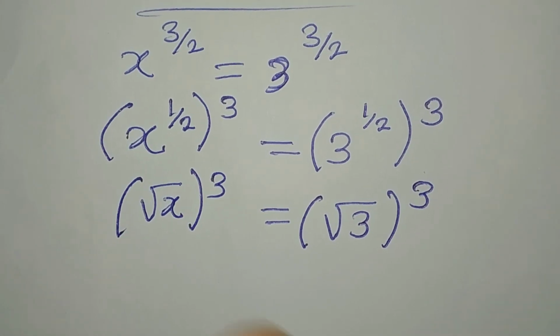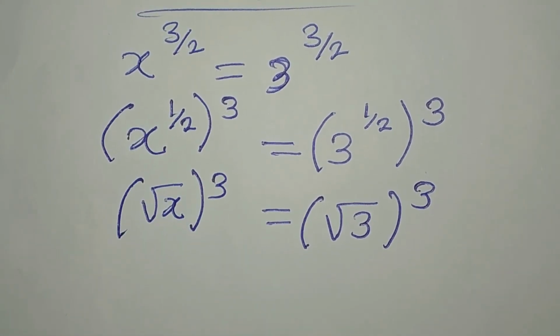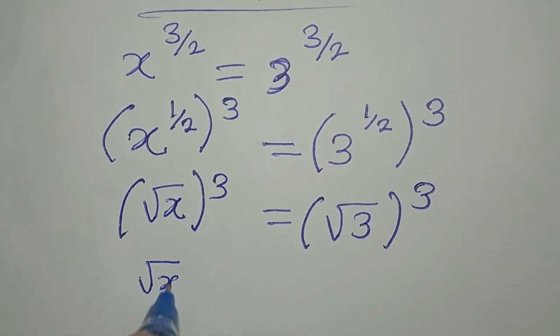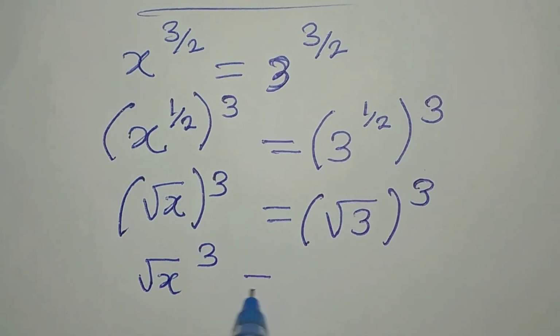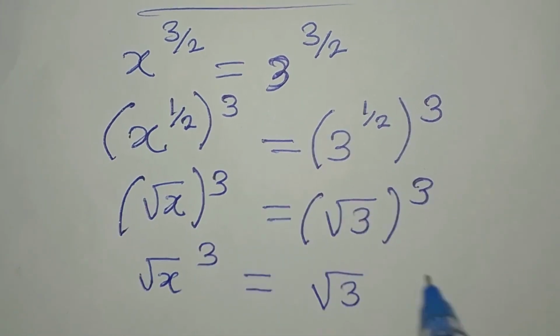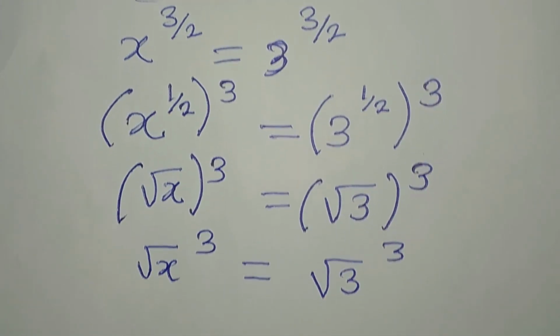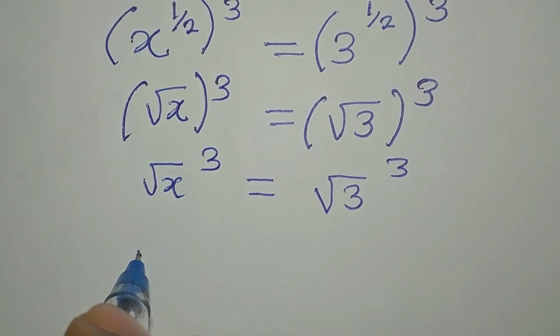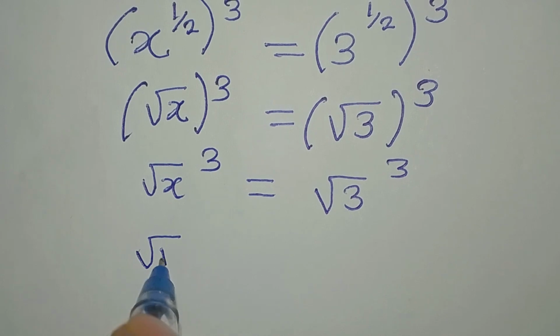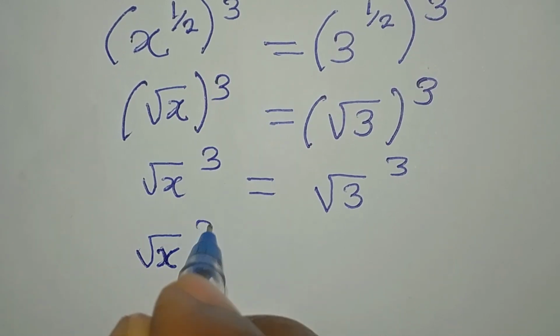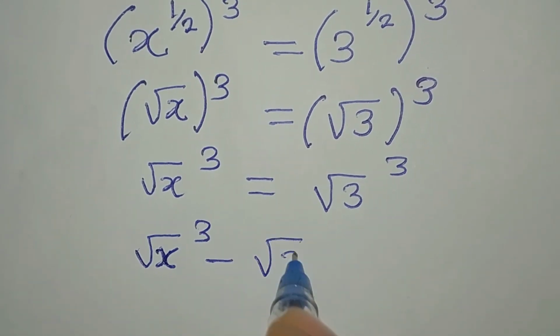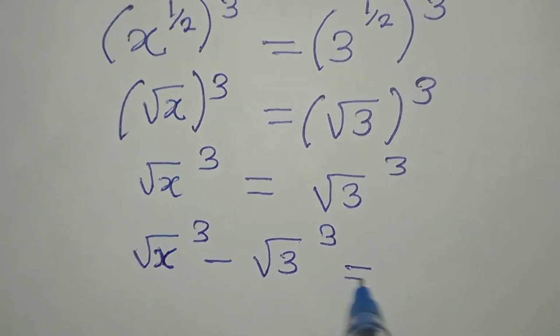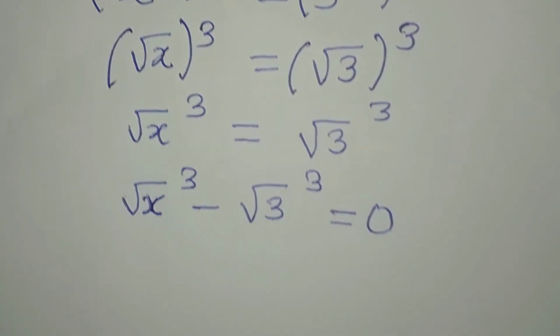Now if we want, we can let go of the brackets. It doesn't change anything. This is square root of x to the power of 3 being equal to square root of 3 to the power of 3. Now let's bring everything to the same side. Square root of x to the power of 3 minus square root of 3 to the power of 3 is equal to 0.